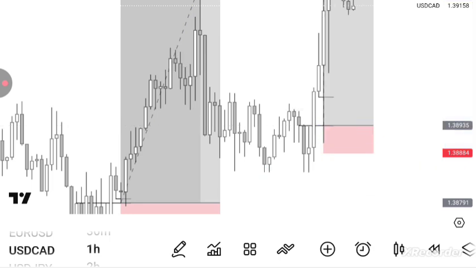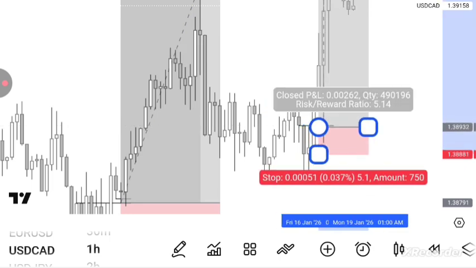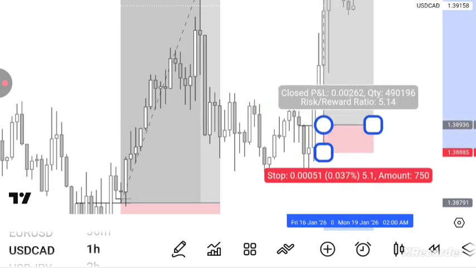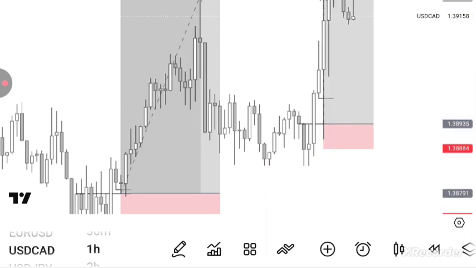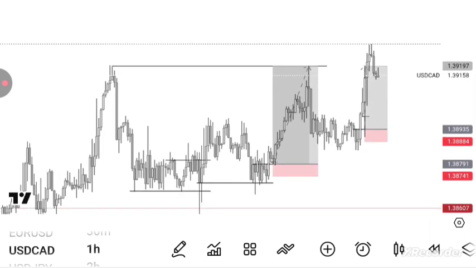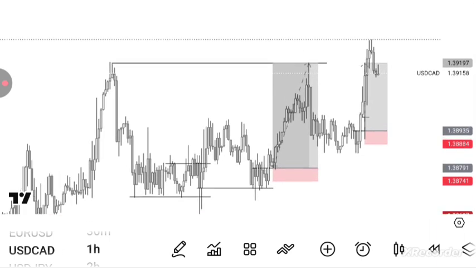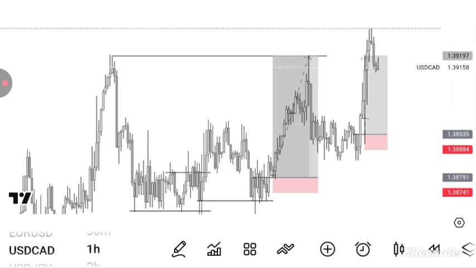So that's how you could use these simple 3 things: structure, liquidity, and key levels, to your advantage. Leverage these on your MT5 and you'll be in for a lot of cash, right?